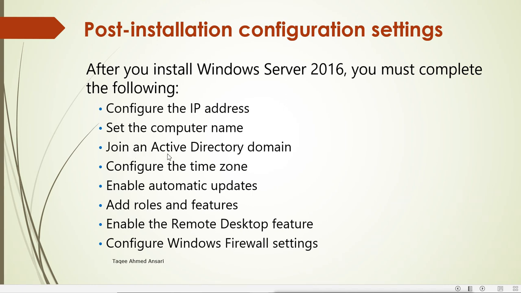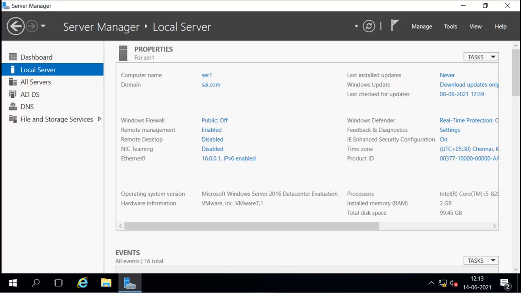After that we will configure the Active Directory. In Windows Server, we configure the Active Directory services, and after we configure them, we can join the server or the client to this Active Directory domain. Now we have configured the Active Directory here.